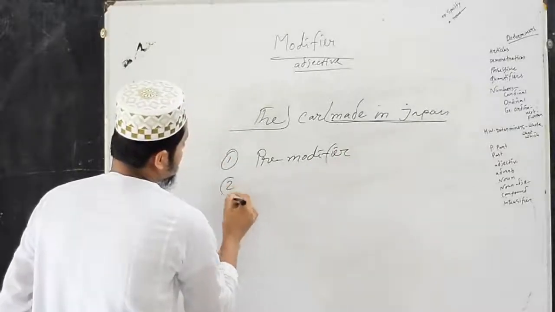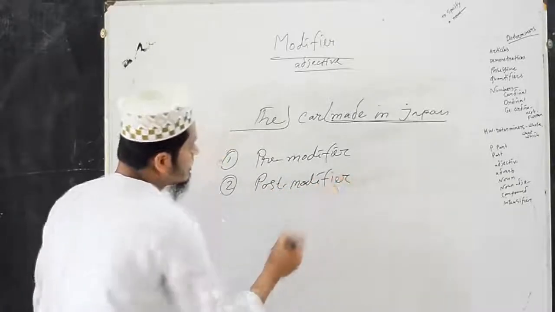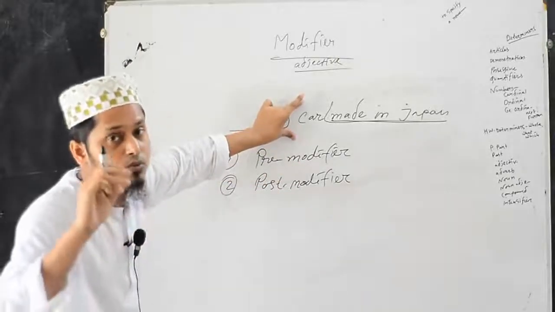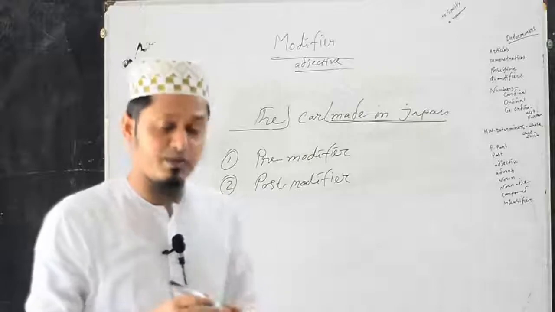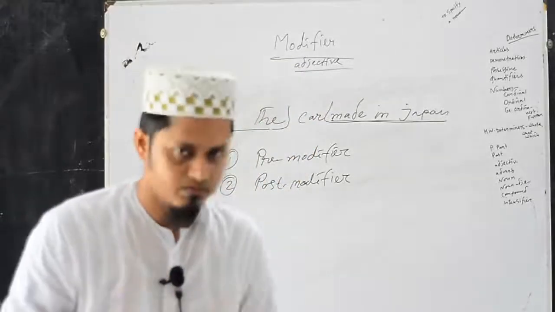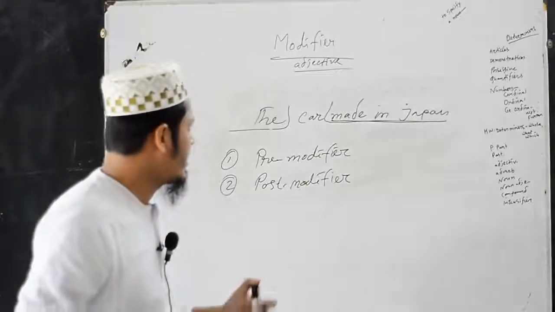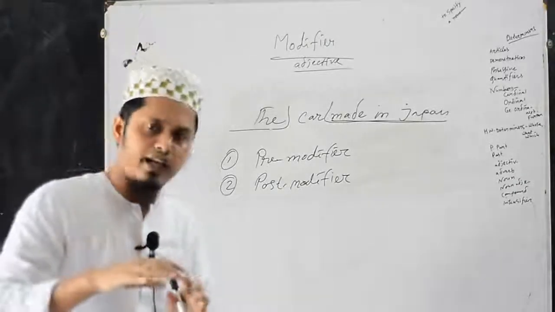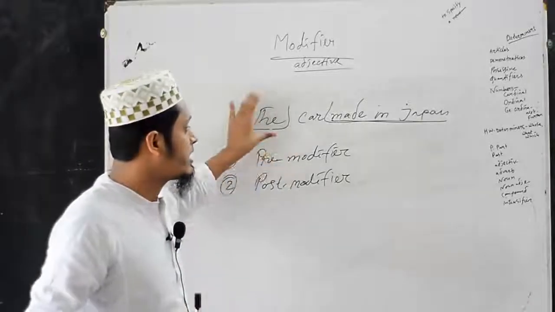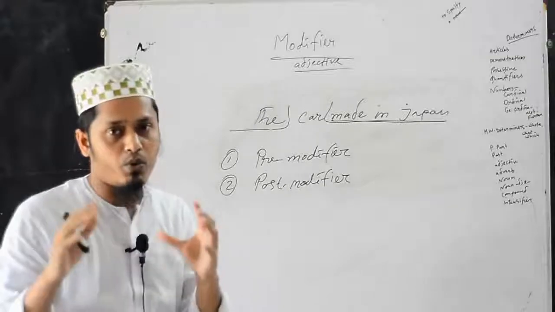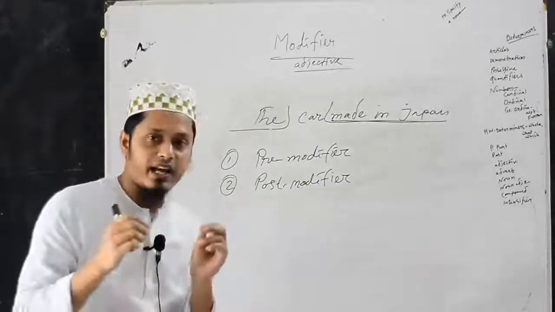Number one, pre-modifier. Number two, post-modifier. Pre-modifier comes before the word, and post-modifier comes after the word. And particularly, maximum times, this word is a noun, or adjective, or adverb, or verb, whatever it may be. And this noun is called the head word. Head word is another thing. I will take another class on head word. But today, you should know what the modifier is. Pre-modifier and post-modifier. Modifier works like an adjective and sometimes like an adverb.